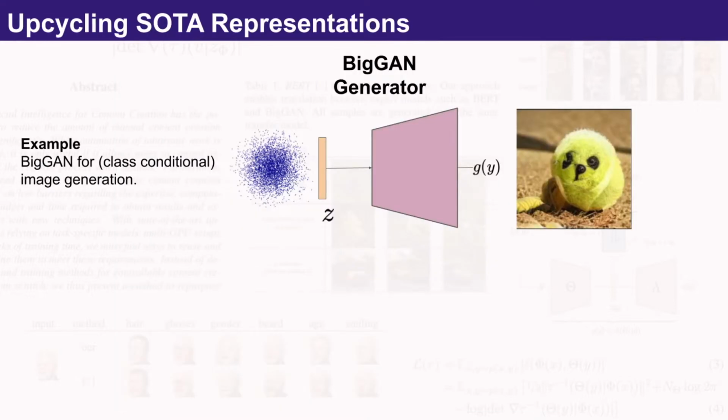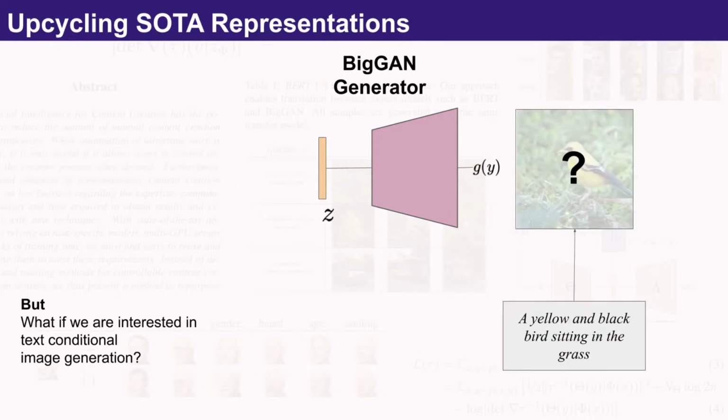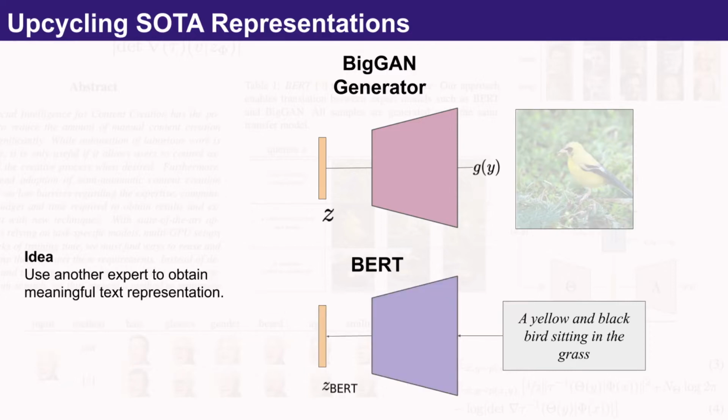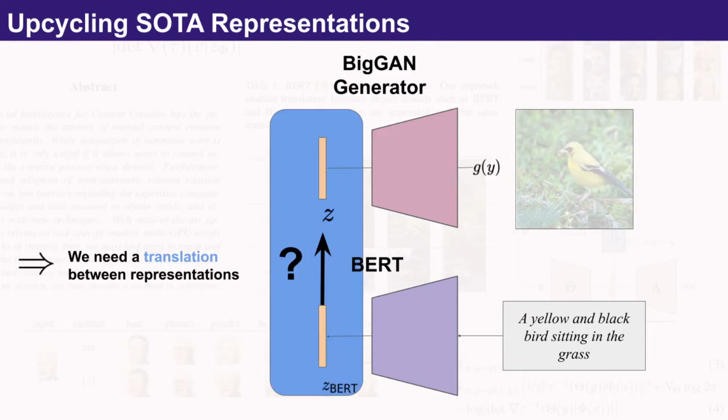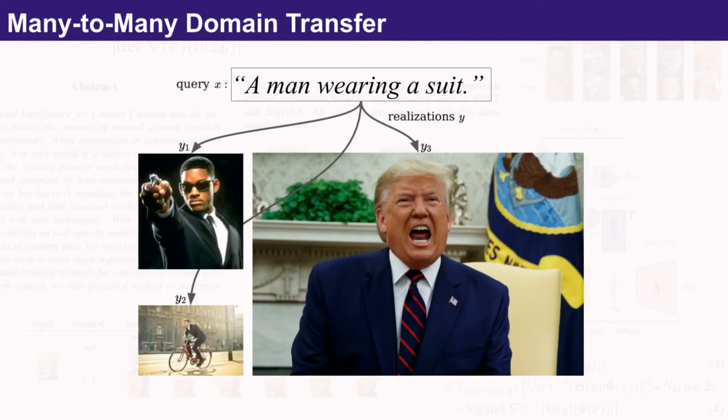As an example, consider BigGAN, which is great for class conditional image generation. However, what if we are interested in a slightly different task, like text conditional image generation? It should be possible to reuse the image generation capabilities of BigGAN. Furthermore, there are also powerful models for representing other domains, like text in this example. Our main challenge is then to learn a translation between two representations produced by different domain experts. In general, this is a many-to-many task, as there are multiple realizations for a given query.